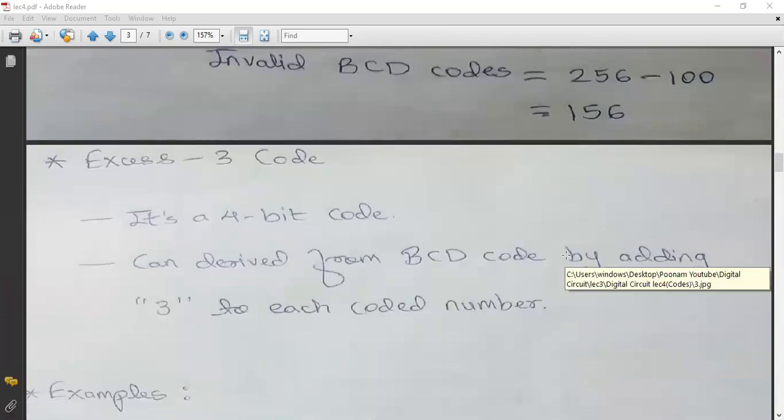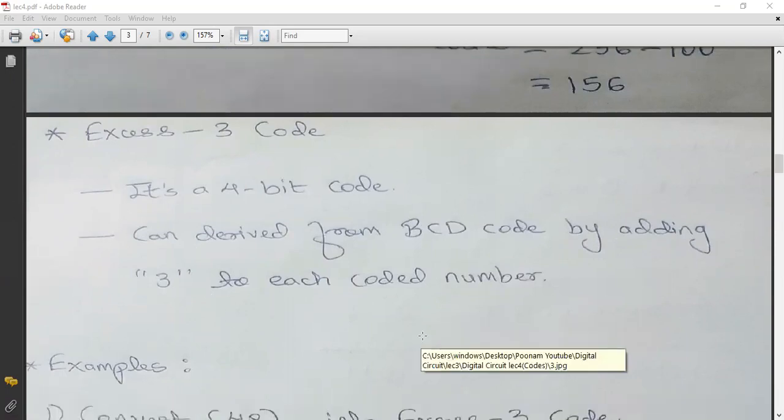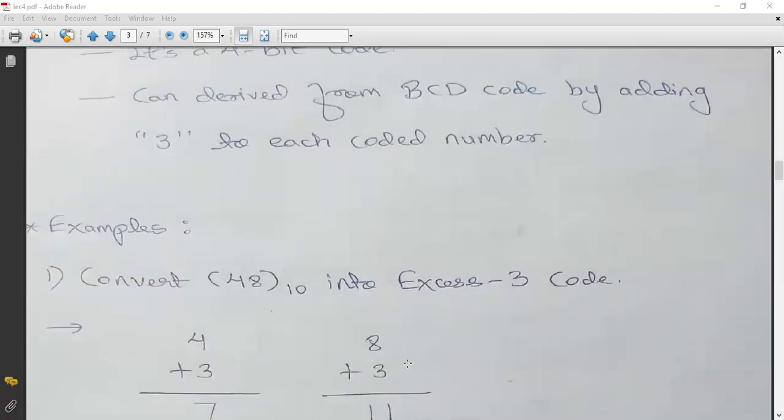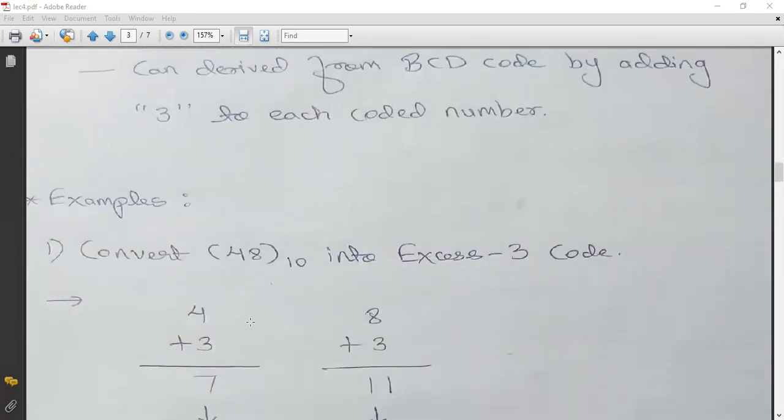Now XS3 is also a 4-bit code, and the most important part is that it is derived from BCD code. How is it derived? It is derived by adding 3 to each coded number. Let us now understand it in more detail by considering some examples. The first example: we have to convert this number, that is 48 to the base 10, into its XS3 code.